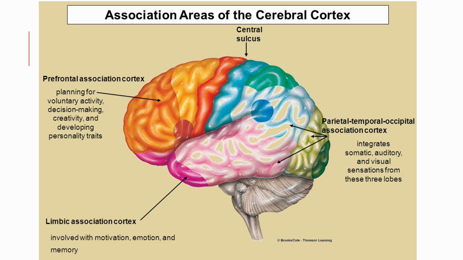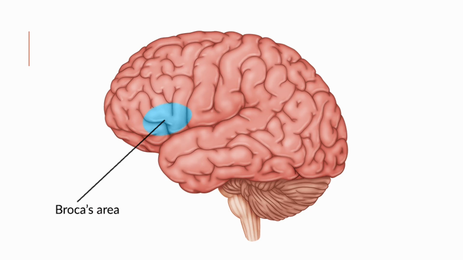Language abilities are located in the association areas of the parietal-temporal-occipital complex, typically in the left hemisphere. Broca's area relates to language production, and Wernicke's area relates to understanding language. Broca's area is located in the frontal lobe, adjacent to the areas of the primary motor cortex responsible for moving the lips, tongue, face, and larynx.